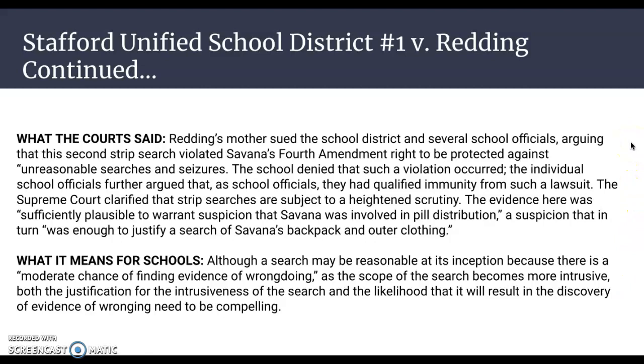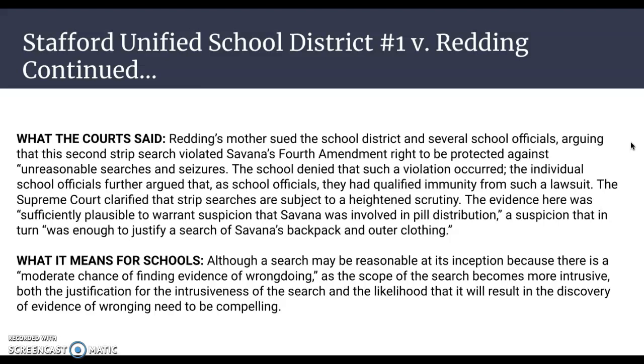What did the court say? Redding's mother sued the school district and several school officials, arguing that the second strip search violated Savannah's Fourth Amendment rights. The school denied that such a violation occurred. The individual school officials further argued that they had qualified immunity from such a lawsuit.